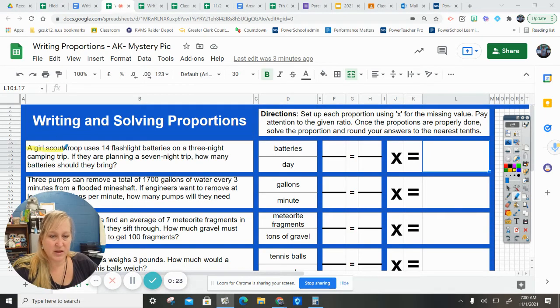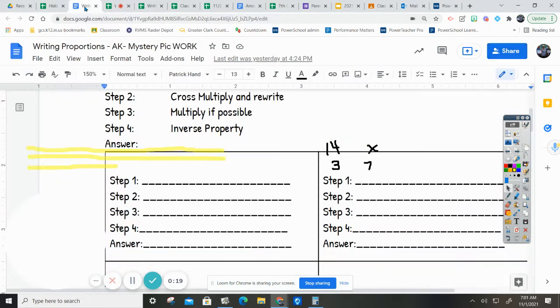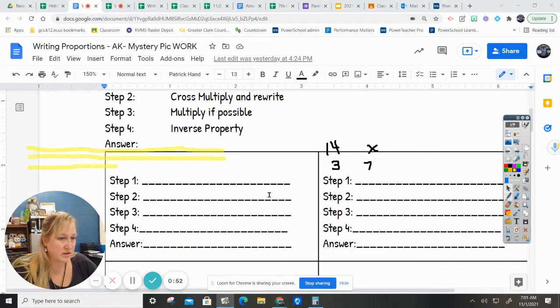It says, a Girl Scout troop uses 14 flashlight batteries on a 3-night camping trip. If they're planning a 7-night trip, how many batteries should they bring? So we're going to fill in our information. We've got 14 batteries on a 3-night trip. We have an unknown number of batteries on a 7-night trip. So I would say that you can go ahead and write this 14 over 3.